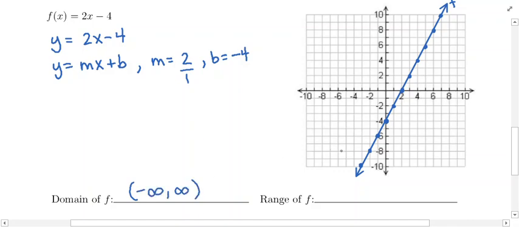Range we have to get from the picture. So basically, find the lowest point on the line. Well, the line keeps going down, down, down forever. So the lowest point is going to be negative infinity.